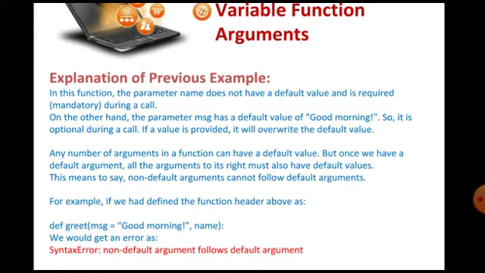Now name is a positional argument and msg is a default argument, so by the rule we will get an error: non-default argument follows default argument. Why? Because in this case the default argument is message, which is being followed by a non-default argument. We rectify this by following the previous order: name, which is a positional argument, should be given before msg, which is the default argument.